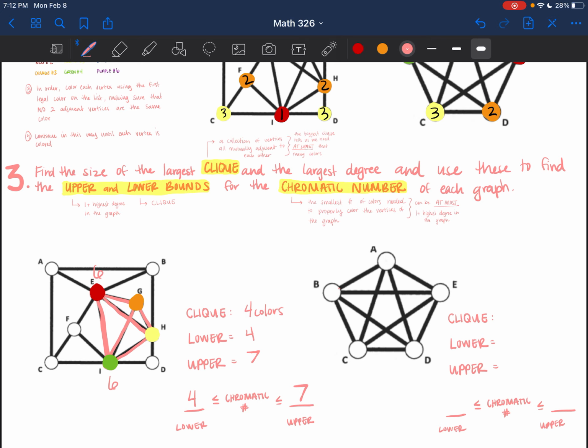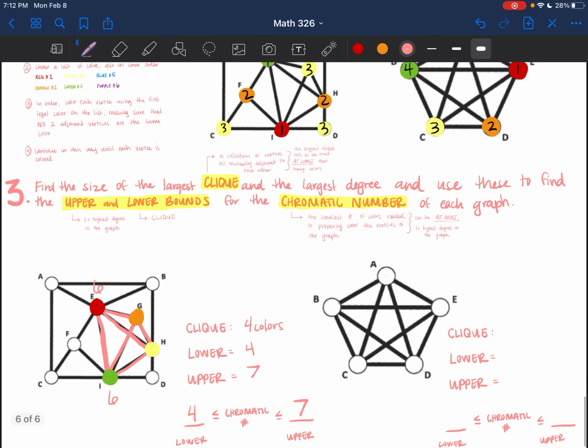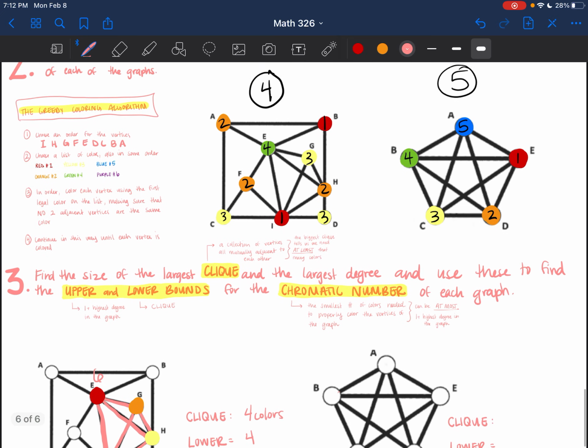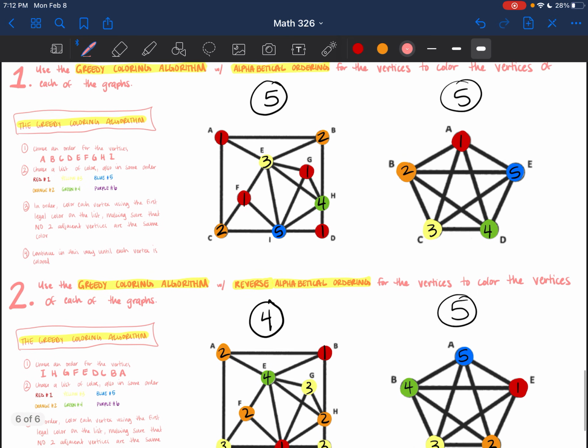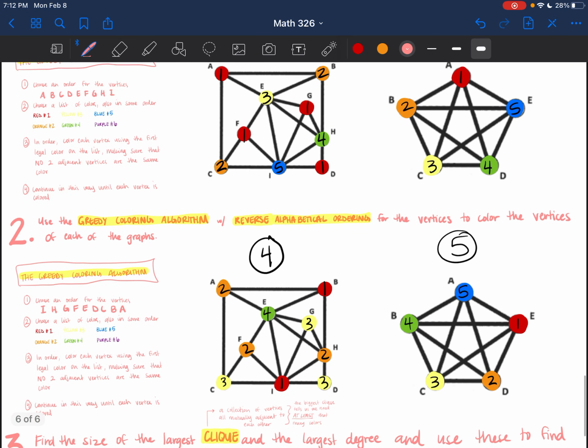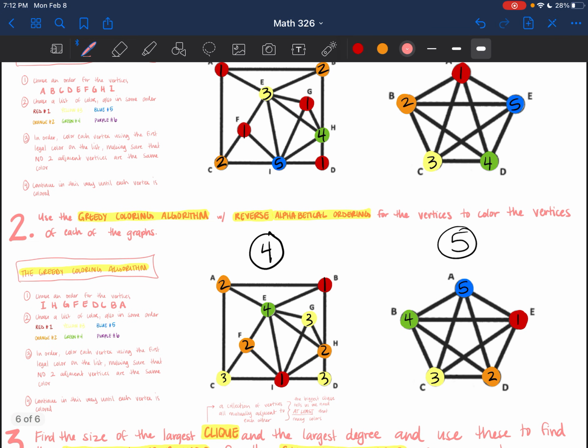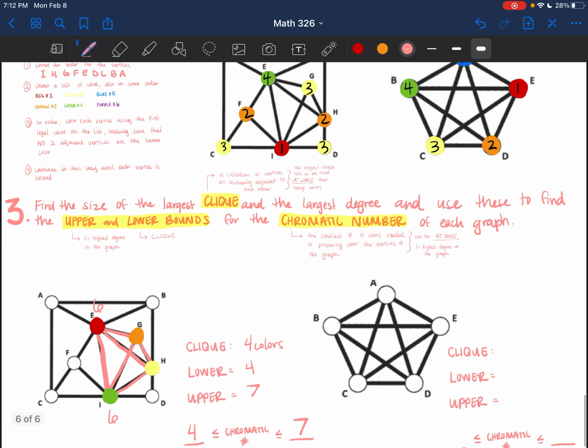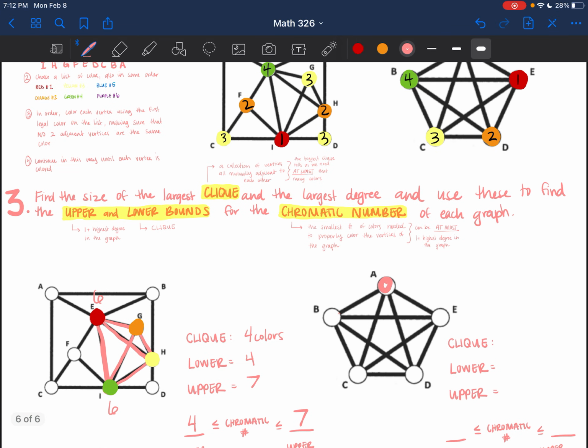And if you remember, in questions 1 and 2, we had to have 5 colors every time, and each vertex had to be a different color. And the reason for that is because our whole graph is a clique. So the biggest clique in the graph is the graph.